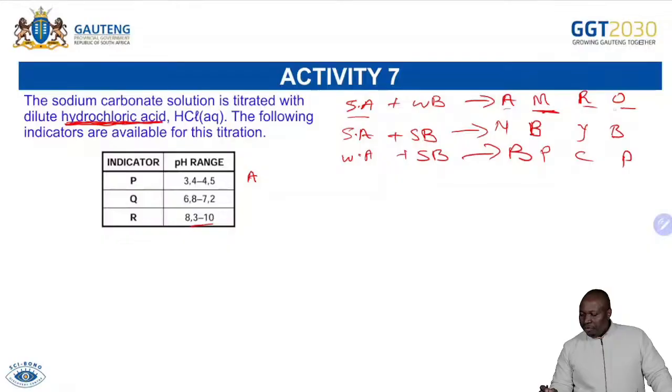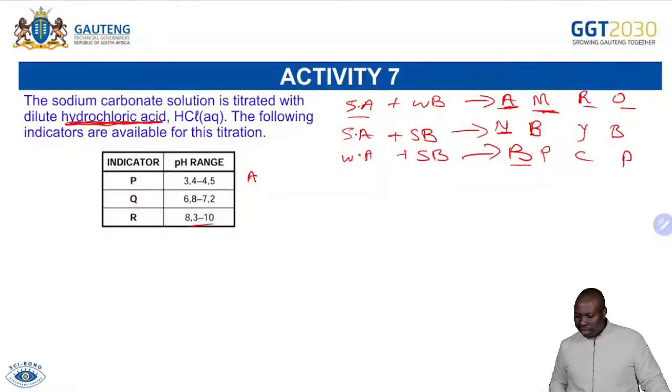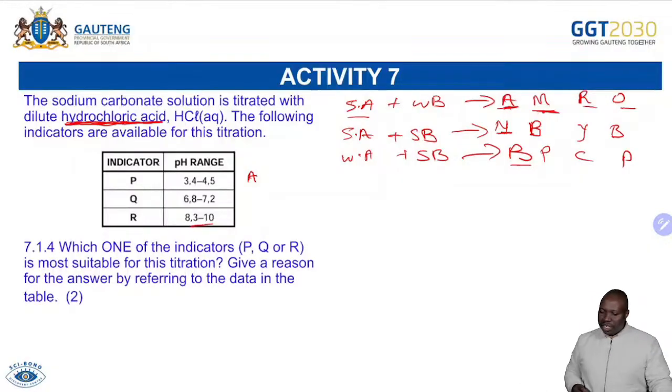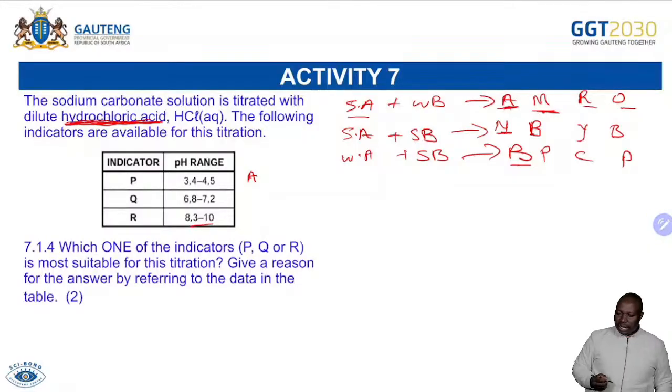If the solution is acidic, the equivalence point is at a pH of less than 7. The equivalence point there is around neutral. The equivalence point here is a pH of greater than 7, as we responded in the previous question. And then what is the question? Which one of the indicators will you use here? Already I've indicated that we have a strong acid and a weak base. Definitely we're going to use P as our indicator.